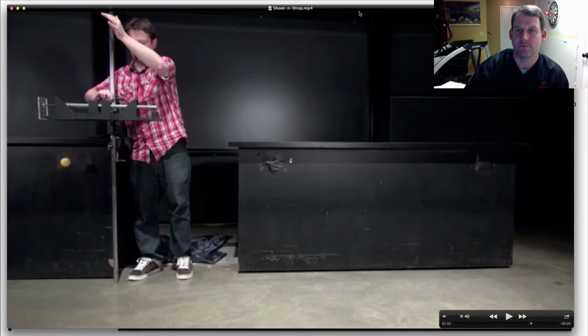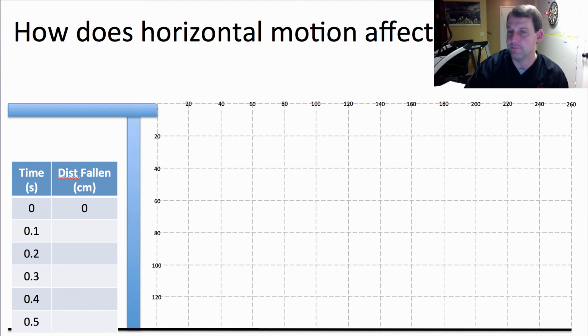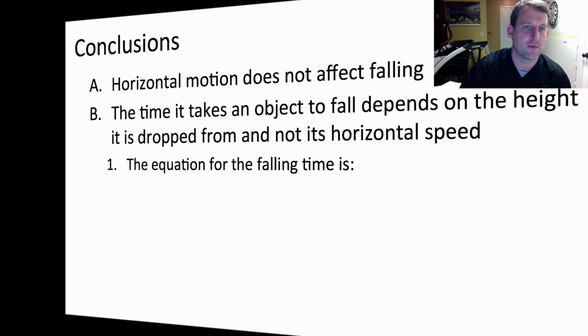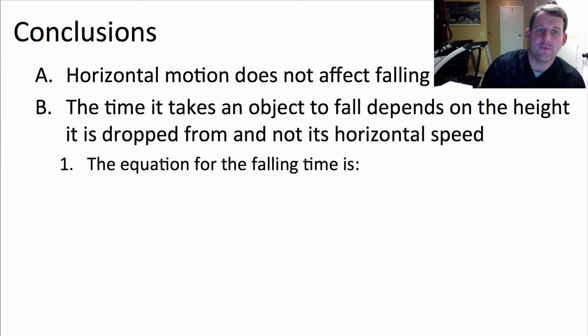Awesome. So our conclusions today, one is that horizontal motion does not affect falling. So things are going to fall at the same rate whether they're moving sideways or not. And the time it takes an object to fall depends on the height it's dropped from and not on its horizontal speed. Right?